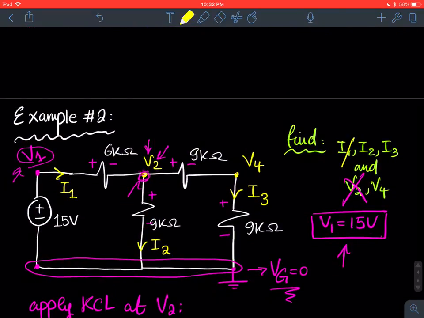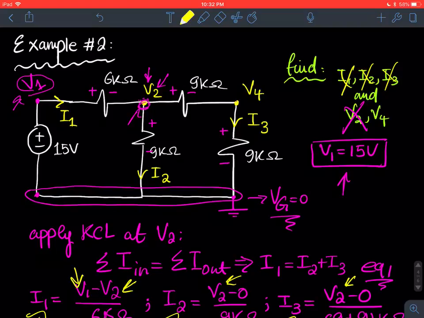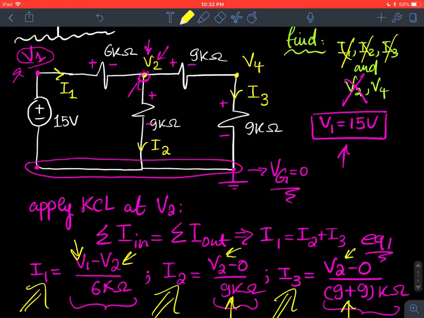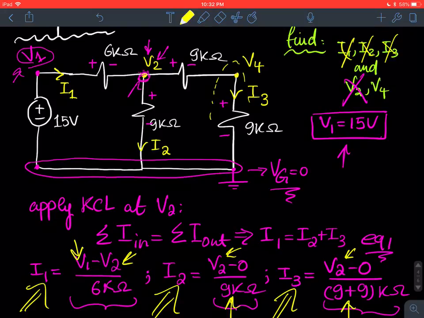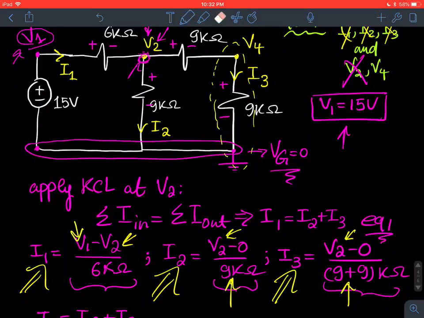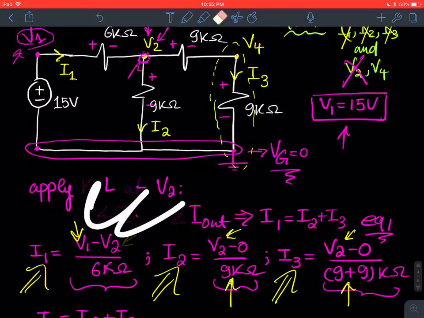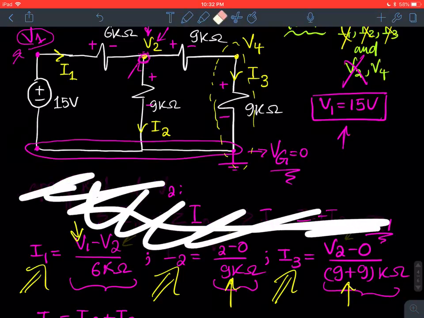So now that I found all the branch currents, how am I going to find V4? That's a good question. So I want to find V4, so this is the part of the circuit that I care about right now. So let me just erase all this mess, because it's really annoying.